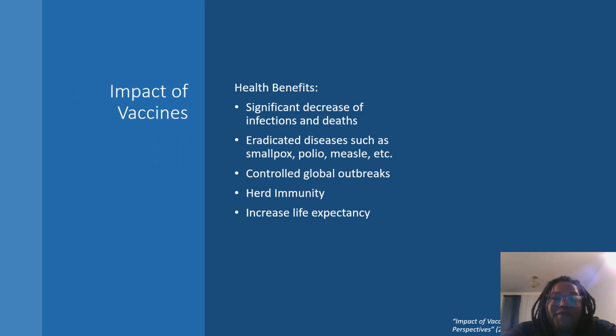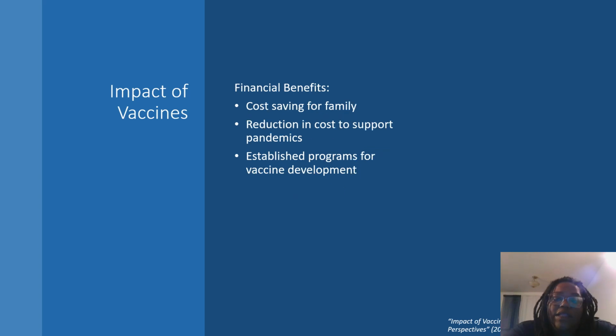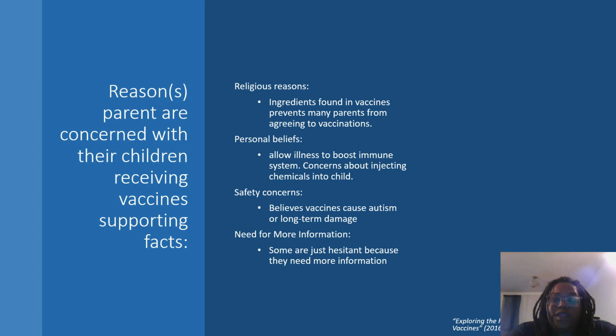What are the impacts of vaccines? The health benefits of vaccines is it significantly decreased infections and deaths. It eradicated diseases such as smallpox, polio, and measles. It controls global outbreaks, herd immunity, and increased life expectancy. The financial benefits of vaccines is the cost savings for family, reduction in costs for support for pandemics, and established programs for vaccine development.